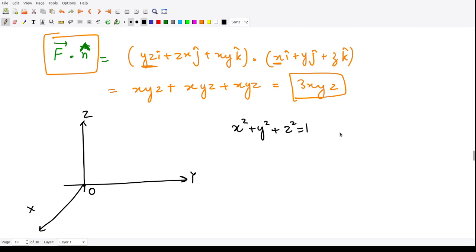Okay, so the sphere here is given by the equation x squared plus y squared plus z squared is equal to 1. That means this sphere has radius equal to 1, right? So we can draw this sphere. We will first draw a circle here in the xy plane having center at origin and radius 1.